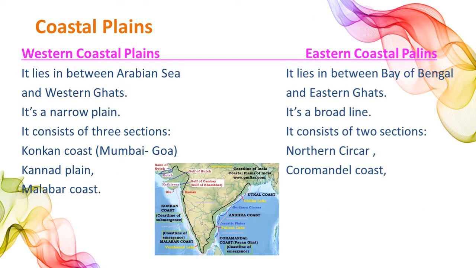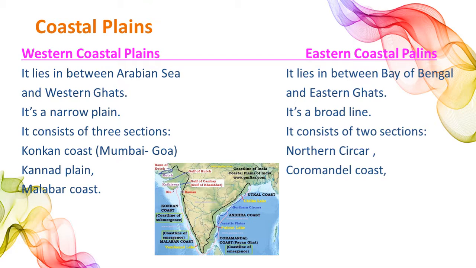Coastal plains. Western coastal plains and eastern coastal plains. They are the narrow coastal strips running along the Arabian Sea on the west and the Bay of Bengal on the east. Let us know about them in detail. The western coastal plains lie in between Arabian Sea and Western Ghats, as you can see in this picture. This plain is very narrow when compared to eastern coastal plains, as you can see here.